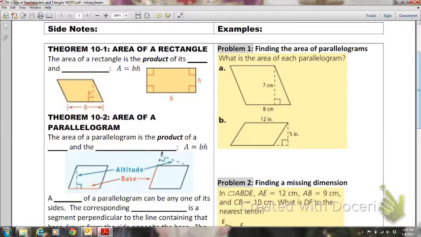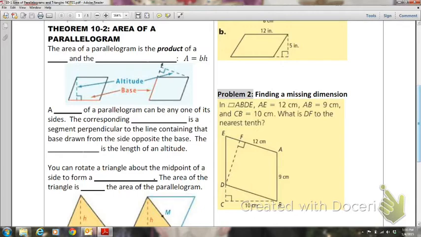So the area of a rectangle is the product of its base and the height of the rectangle. So area is base times height. The next one is the area of a parallelogram, which is also going to be the product of the base and the corresponding height with that base. So there's a slight difference there, so let's look at that.